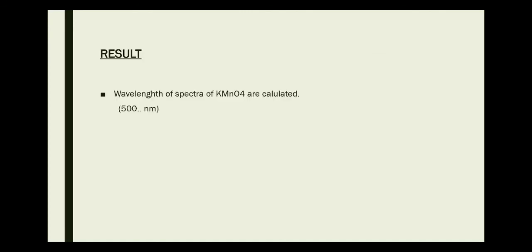Then the result: the wavelengths of the absorption spectrum of KMnO4 are calculated. That is, lambda 1 dash, lambda 2 dash, lambda 3 dash and lambda 4 dash are in the order of 500-something nanometers. These are the wavelengths of the absorption bands of the spectrum of KMnO4. This is all about the experiment.